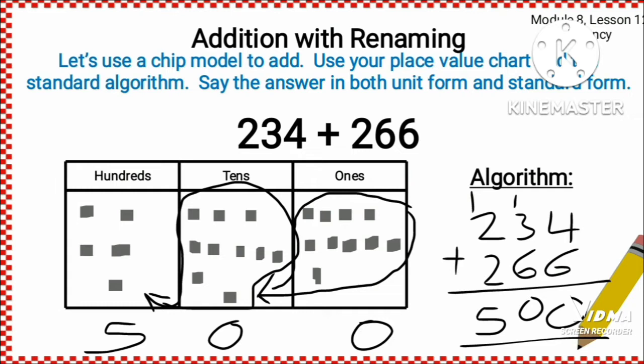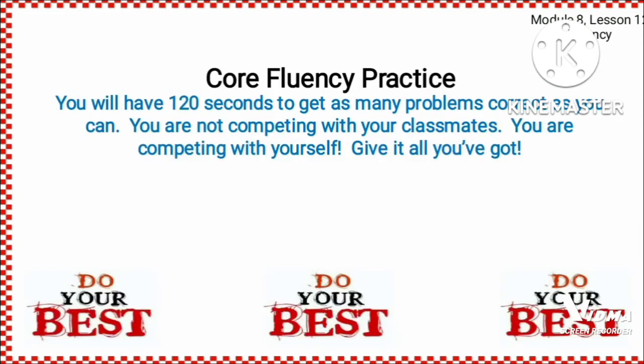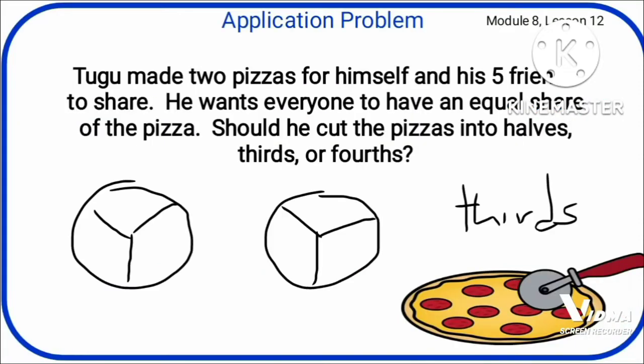Alright, I have more for you. Complete these ones. 123 plus 189. Another one, 195 plus 235. Use the chip model to complete these other examples. These other ones, they have very easy questions. Math is fun. Please, you also complete your core fluency practice for lesson 12.